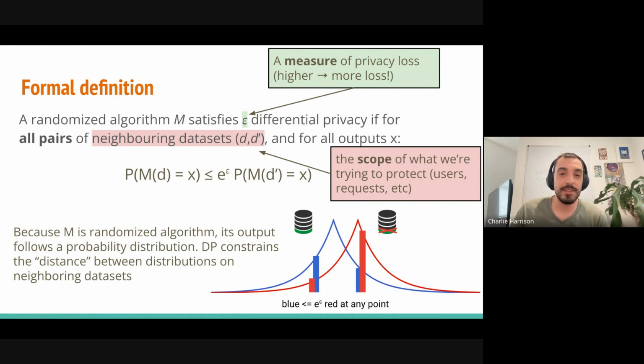So both of these parameters to the DP definition are very important for you to think through when you're designing a DP mechanism. And so again, the neighboring data set thing is looking at what we're considering when we're looking at these data sets that are next to each other that we want to have this relation hold for.